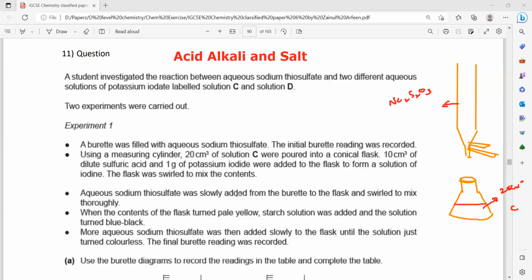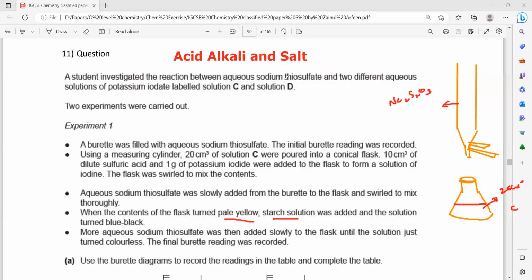Aqueous sodium thiosulfate was slowly added from the burette and the mixture was swirled. When the content of the flask turned pale yellow, light yellow, then we add starch. What is the purpose of the starch? Starch is used as an indicator. Maybe in biology, you have studied the test for the presence of starch: you add iodine and it will turn blue-black. If iodine is present, it will be blue-black.